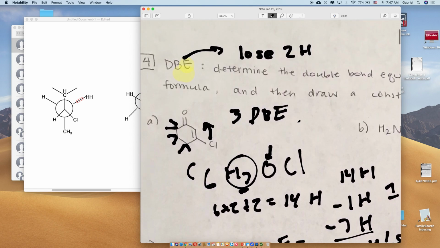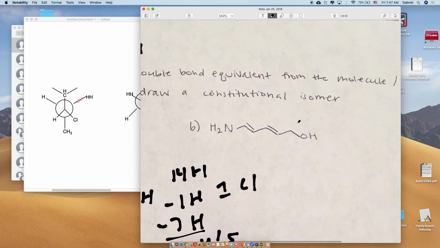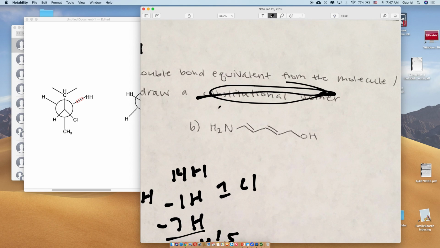A good way to tell if you have a different constitutional isomer is to name the molecule. If you come up with two different names, you have two different molecules. Therefore, you have two different constitutional isomers of each other. So this part right here, draw a constitutional isomer, is really not that bad. A constitutional isomer is literally the same chemical formula, just a different drawn molecule.